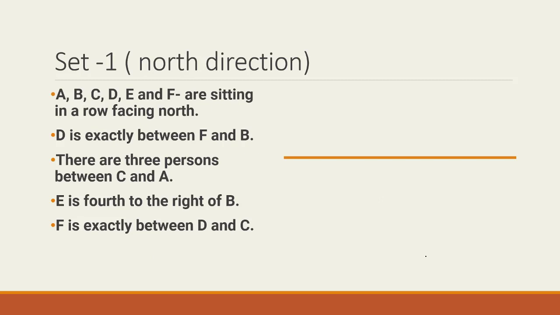So let's get started with the first set, and in this set the people are facing north. As we can see, the question mentions A, B, C, D, E and F are sitting in a row facing north. Fine. So if they are facing north, I know their left is towards this side and the right is towards this side. D is exactly between F and B. But when I read this line, I have no clarity as to who is towards the left of D and who is towards the right of D. And this leads me to two possibilities.